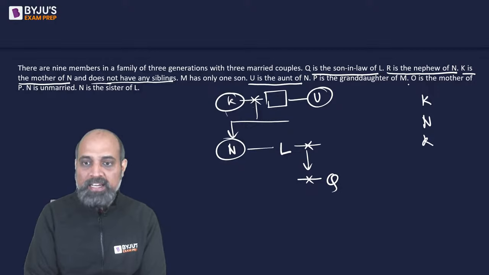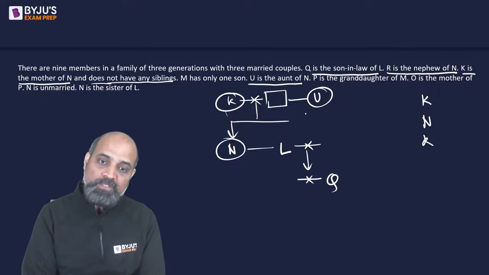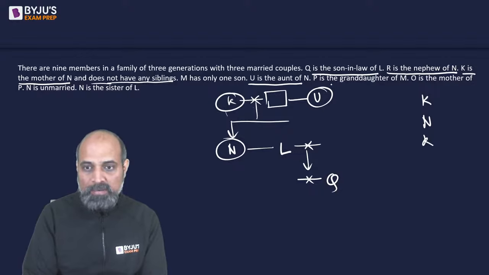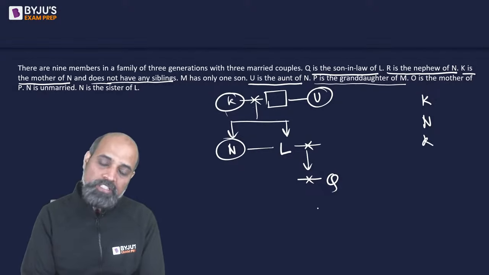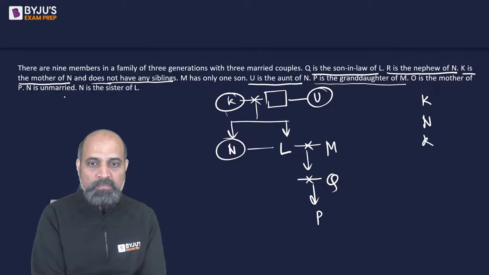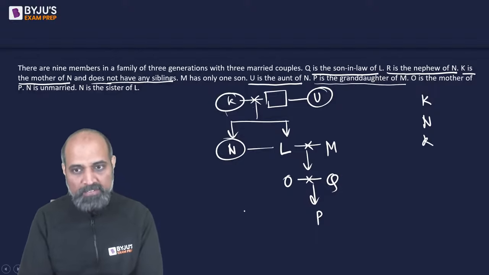Next it says P is the granddaughter of M. Now the granddaughter is only possible. We have 3, 3, 6, 7, 8. Okay. P is the granddaughter of M. I can't place M anywhere, right? If I put M here, then the granddaughter can come below. Very much possible. Okay. Suppose if I write M here and his kid as P, next line says O is the mother of P. So O goes there. N is the sister of L. That will also make sense.